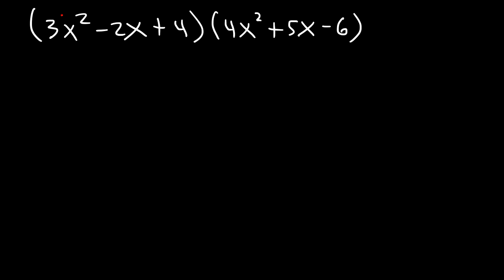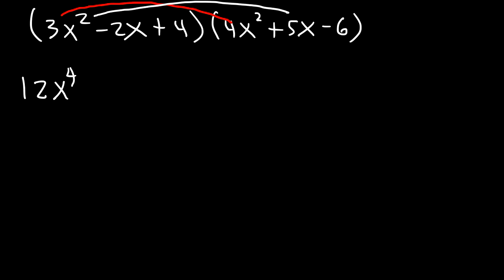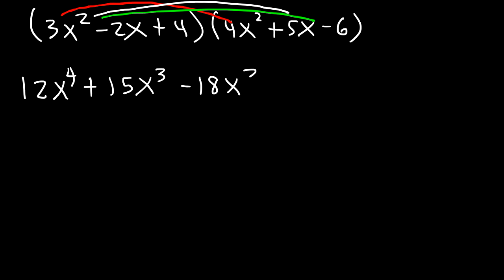So let's multiply 3x squared by 4x squared. So that's going to be 12x to the 4th. Next, let's multiply 3x squared by 5x. And so that's going to be 15x cubed. And then we're going to multiply 3x squared by negative 6, which is just negative 18x squared.